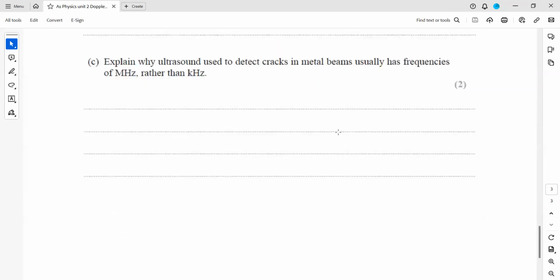Explain why ultrasound used to detect cracks in a metal beam usually has frequencies in megahertz rather than kilohertz. So what is the advantage? Look, when we have megahertz, it means a high frequency, so it will have a shorter wavelength. And a shorter wavelength will give a more detailed image. How does the shorter wavelength give a more detailed image? Because of the reflection, a greater level of detail is possible as we have a shorter wavelength.